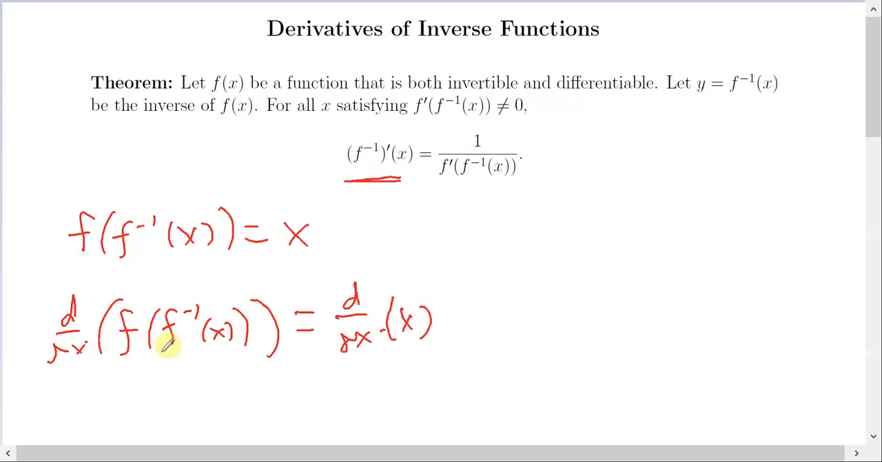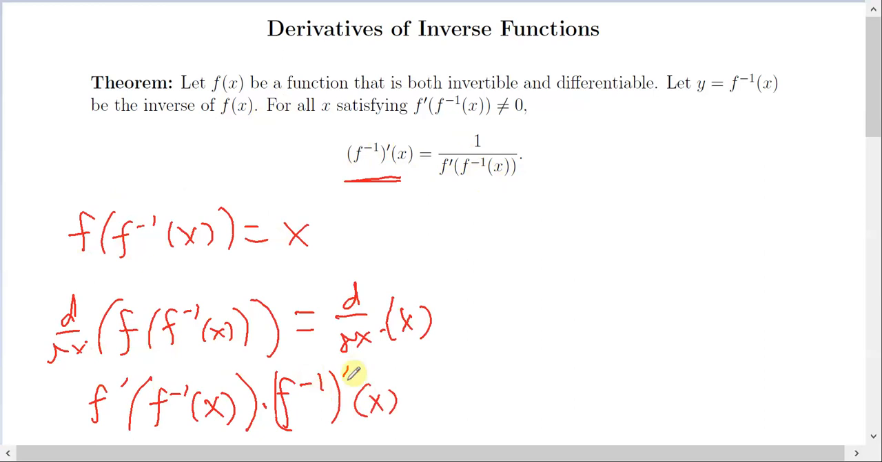And so here we're going to use the chain rule. We've got an outside function of f, an inside function of f inverse. So you start on the outside, you take the derivative of f, put the inside function back inside, and you multiply by the derivative of that inside function. And that's our way of writing the derivative of the inverse. We put the parentheses so we don't get confused as to where that prime is. So there's your derivative using the chain rule on the left hand side, and this is just 1.